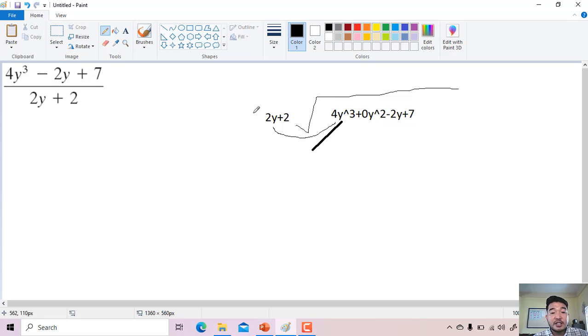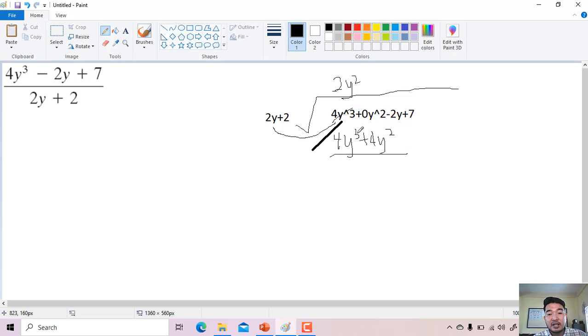So what is the answer? 4 divided by 2 is equal to 2. Okay. And then y cubed divided by y is equal to y squared. Yan. And then, we multiply 2y squared to 2y plus 2. So you will have 4y cubed. And then 2y squared times 2 is equal to plus 4y squared.